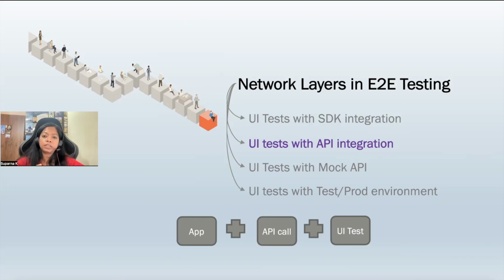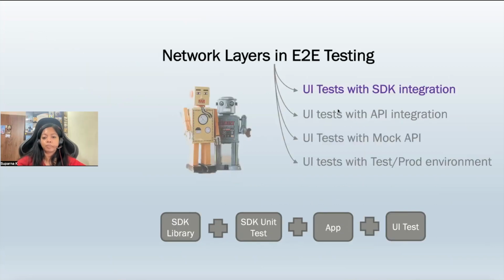where we hit the API layer, get the response, validate the response, and then integrate to the UI test. This way, we save half of the UI time. That way, we make our test 50% faster compared to hitting the real server. In this particular flow, we have the app, we make the API call, we receive the response, and then integrate to the UI test. Moving on to the next stage, we have SDK integration.